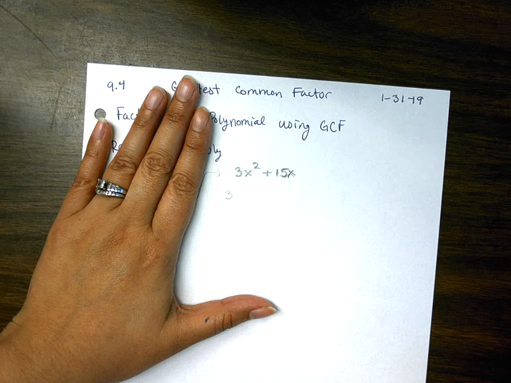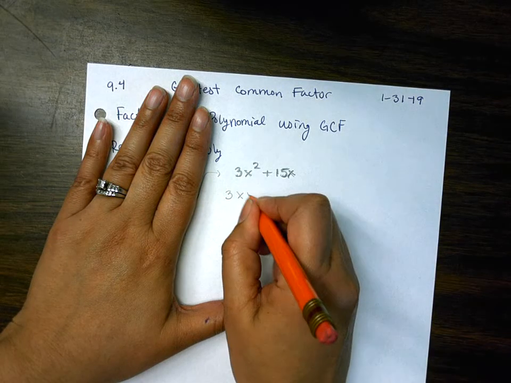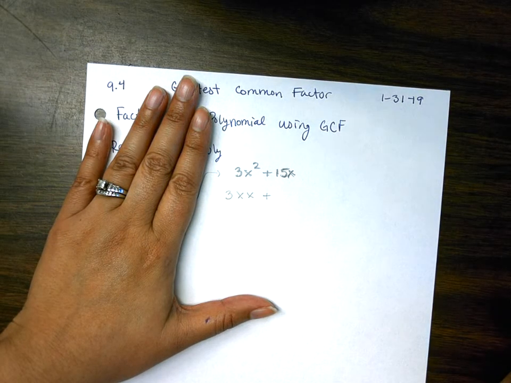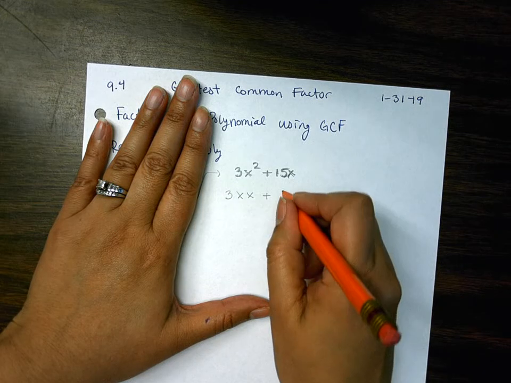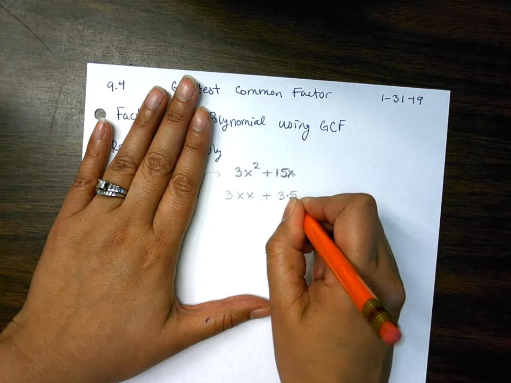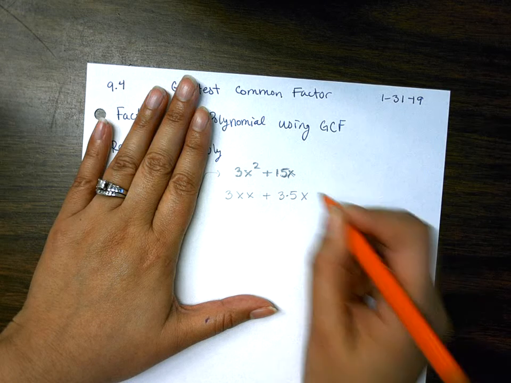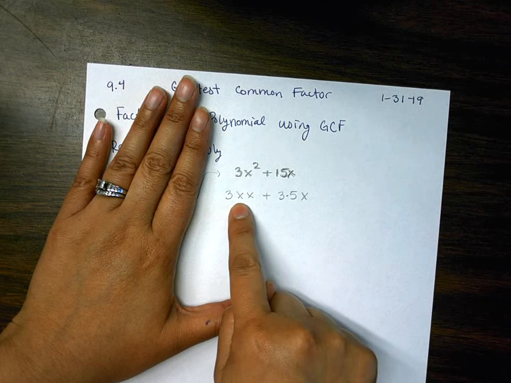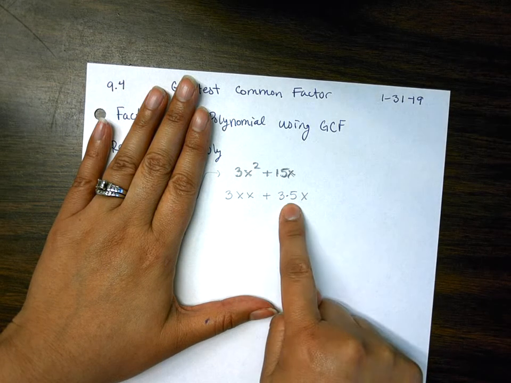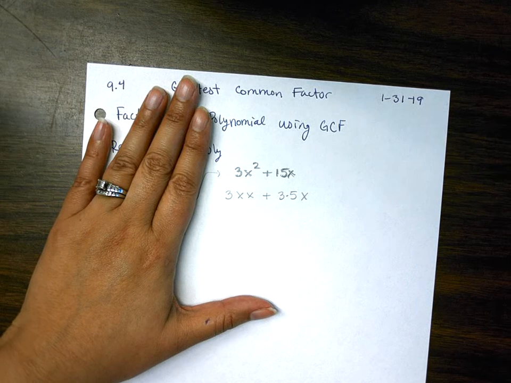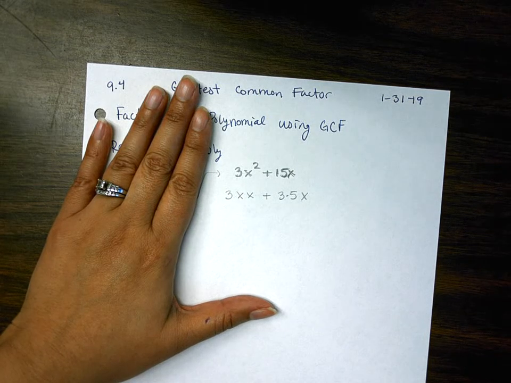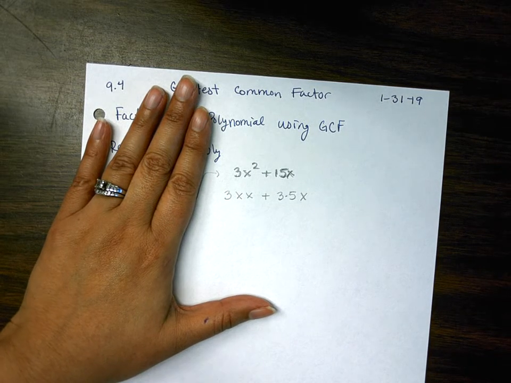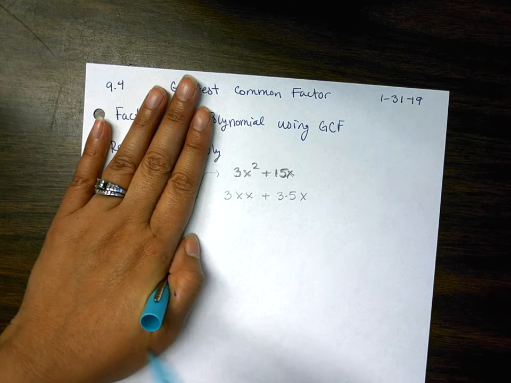How many x's do we have? Okay, 15. What does 15 break down into? And how many x's do we have? Just a 1. Do you agree? This is 3xx. Right here? Yes, 3xx because of the x squared, 3, 5, and x for the 15x. Okay, I am going to go through and circle the common factors.